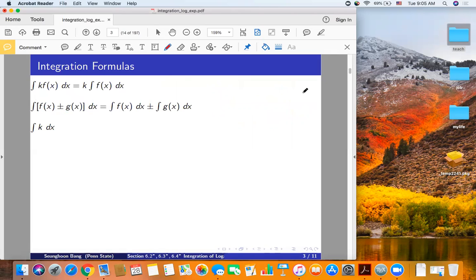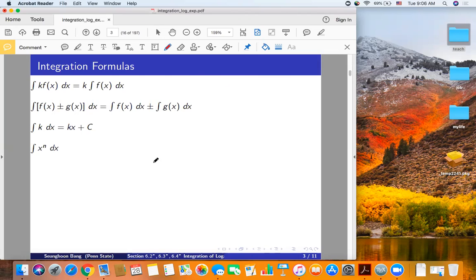The next, the integral of k dx. Do you remember what the integral of k dx is? What do you think, 0? Really be careful. Yes, you're right, k prime equals 0, but the integral of k dx is kx. The derivative is different from the integral. The answer is kx plus c.